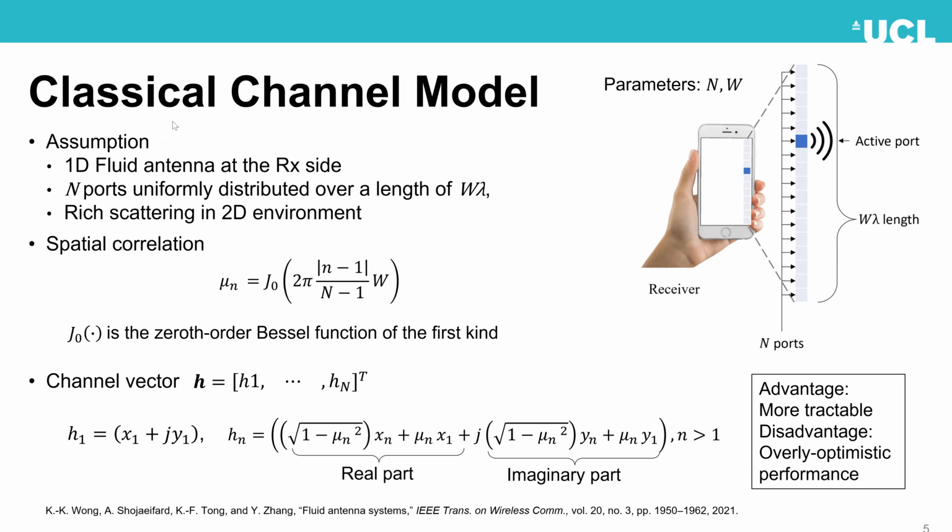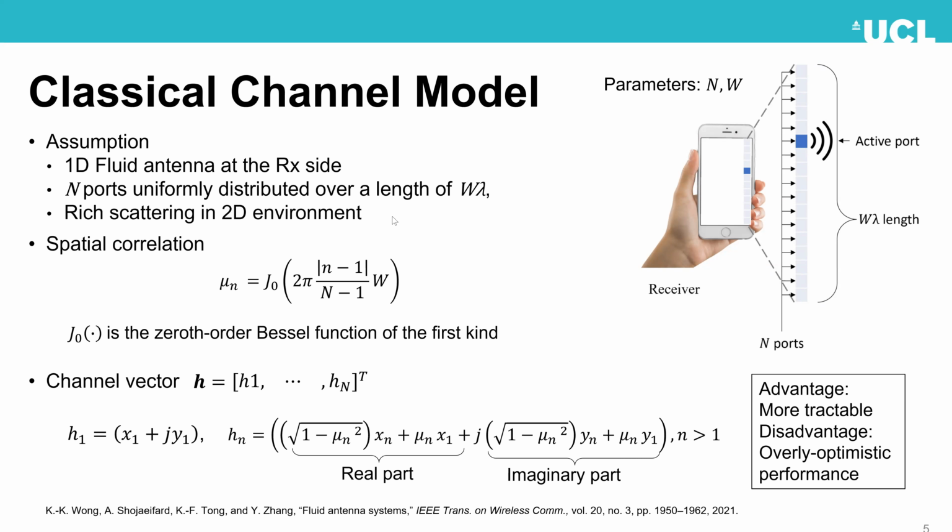So let us begin with the classical channel model. So in this channel model, it is assumed that the fluid antenna is implemented at the receiver side. Okay, so this fluid antenna has a one-dimensional surface. And in this surface, it has N ports. And these ports are evenly distributed over the length of W lambda, where lambda here is the wavelength of the carrier frequency. Furthermore, it has one active port or one active radiating element. And thus you can see that the parameters in fast are N and W.